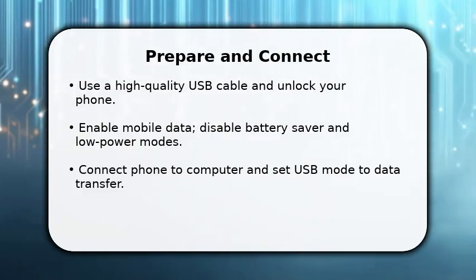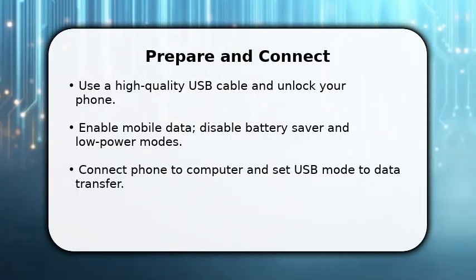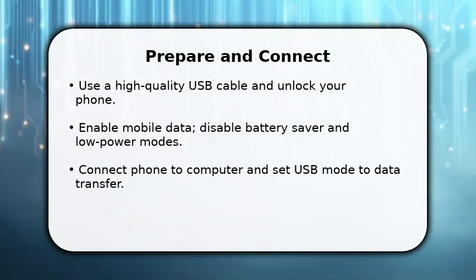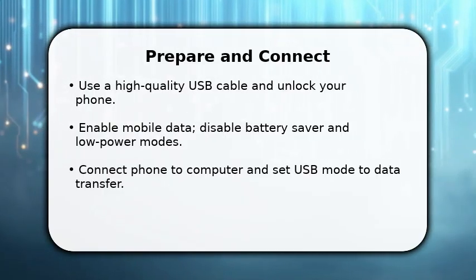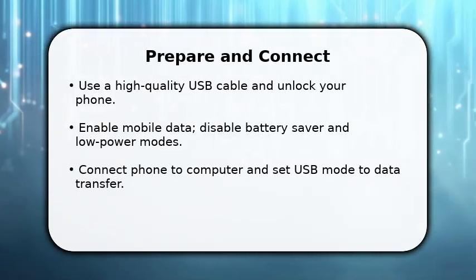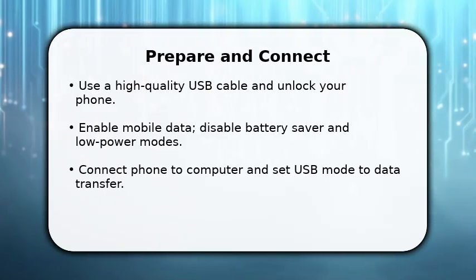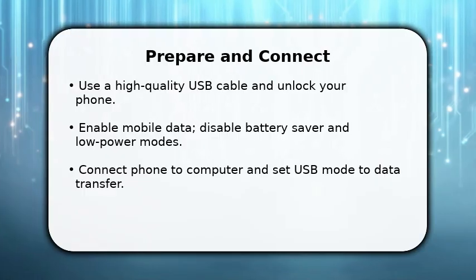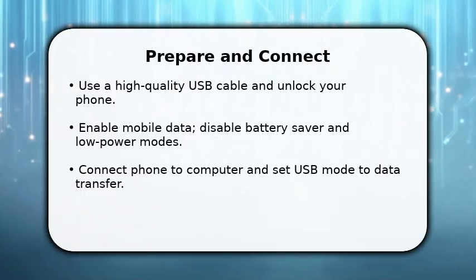You start by connecting your phone to the computer with a reliable USB cable and unlocking the screen. Once done, make sure mobile data is on and battery saver is off so tethering can run at full speed. You should set the USB connection type to file transfer or USB for data. This allows the device and PC to negotiate a network interface quickly. Do this now so the phone and computer can detect each other before you enable tethering in settings.